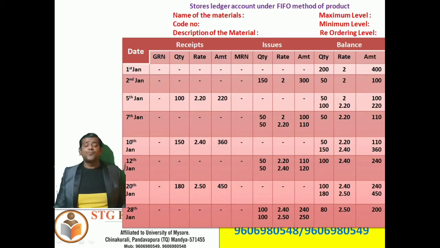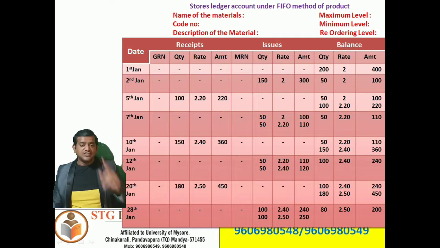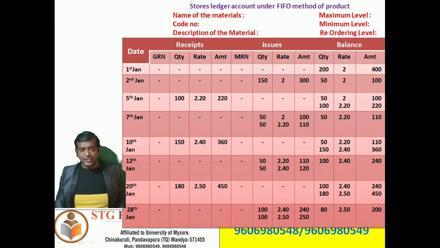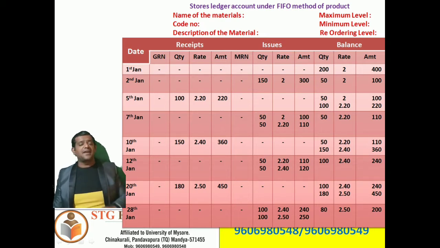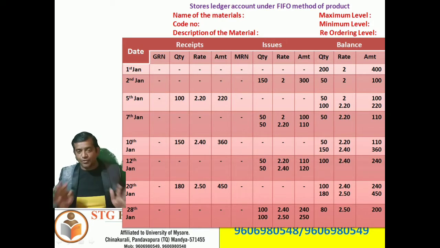Now open the table: date, receipts. Under receipts we will have 4 sub-columns: GRN number, quantity, rate, amount. Then issues, again 4 sub-columns: MRN number, quantity, rate, and amount. And the balance: quantity, rate, amount. So in total we will have 12 columns.